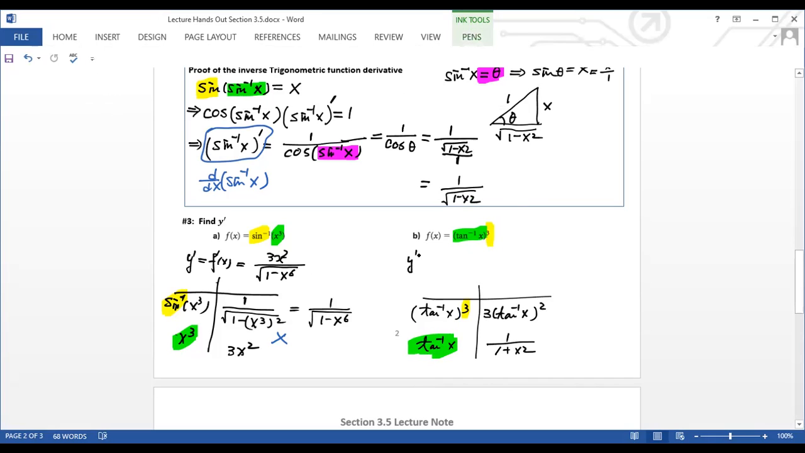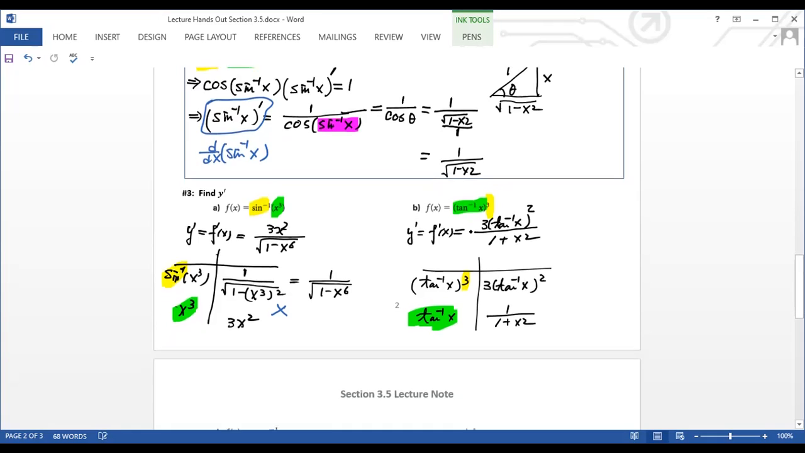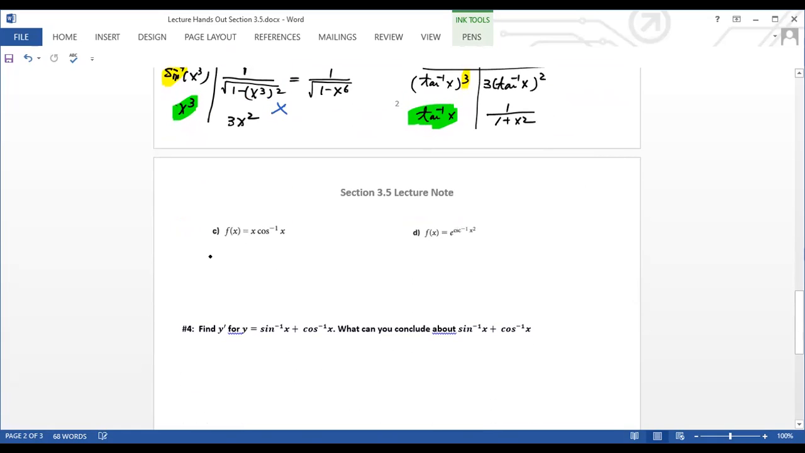Then you multiply them together. So what is y prime or the f prime here? It will be 3 arctangent x to the second power over 1 plus x squared. Cool? Okay, now if we still have issues here, let's take a look at the other ones.